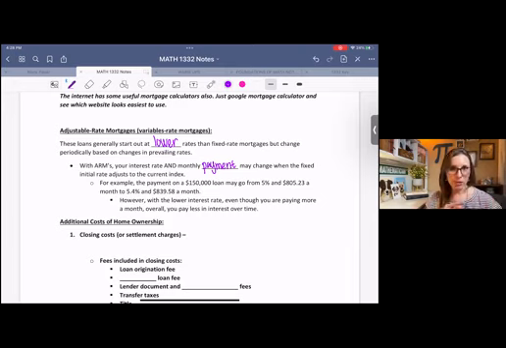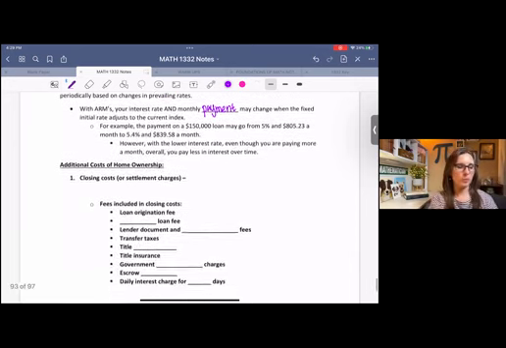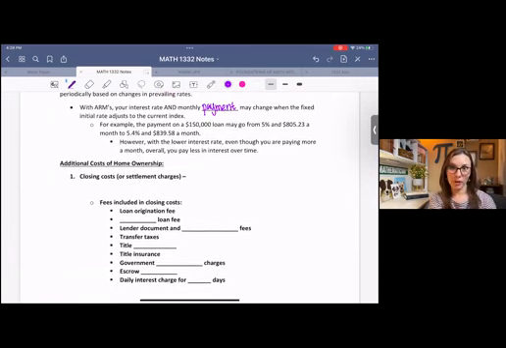But again, 5% and 5.4% are pretty low and not a huge climb. So it still ends up being pretty good in the end. Anyway, like I said, you pay less over time with these. So let's look at some additional costs of home ownership. Maybe some things that you are not aware of, or maybe you are aware of.